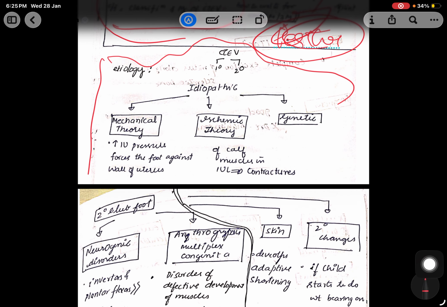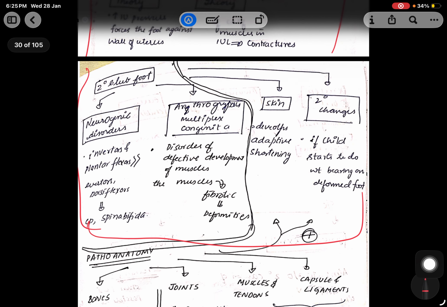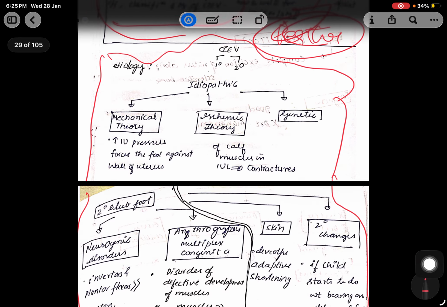Okay. Again, CTEV. In and out is important. You might have primary CTEV or you might have secondary CTEV. Based on that, you need to explain both things. It can be either idiopathic, and these are the theories: it might be due to mechanical compression, or ischemic compression, or genetic.